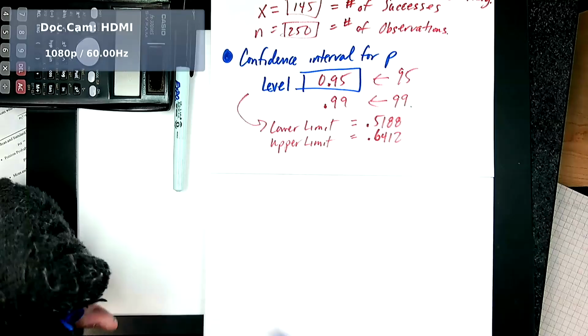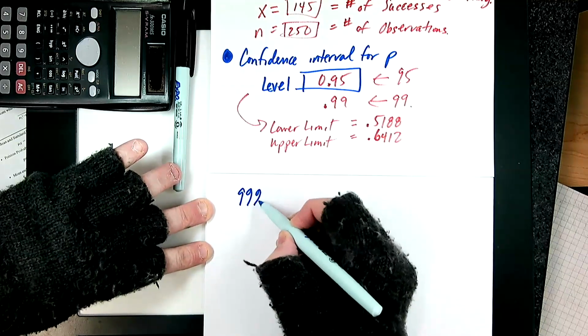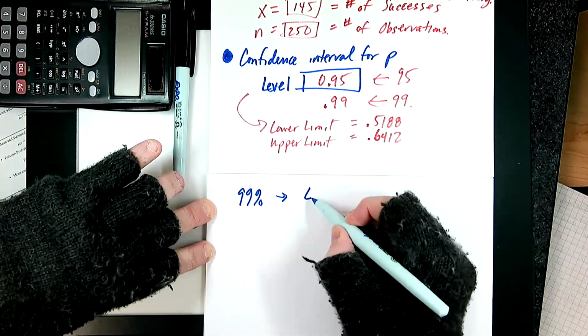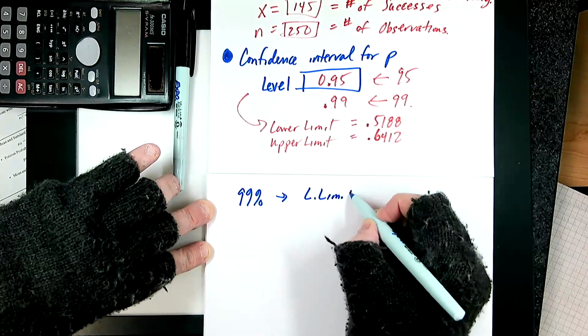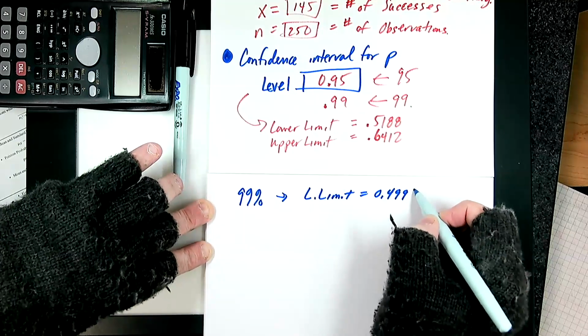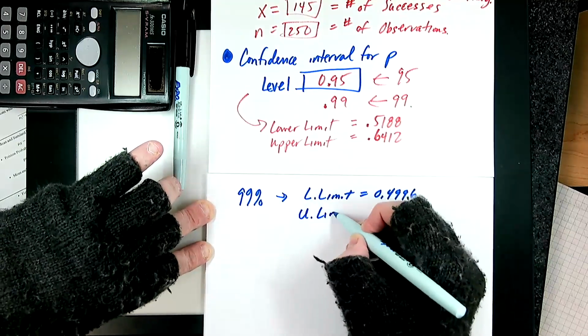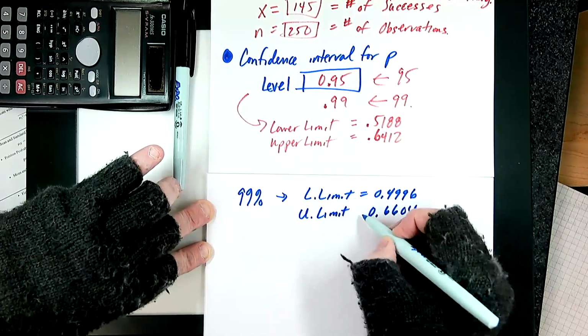So that was it for 95%. For 99%, the computer spit out the lower limit was 0.4996, and the upper limit was 0.6604.